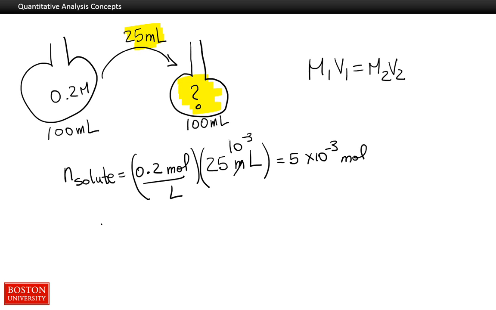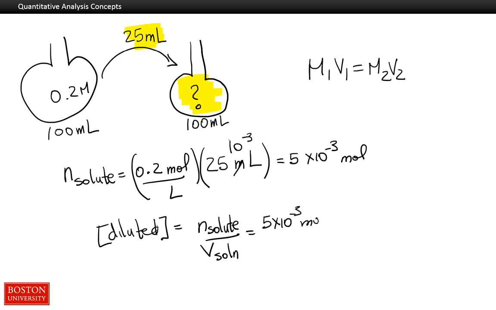So if I want to find out the concentration of my diluted solution, all I need to do is take the moles of solute and divide it by the volume of my new solution. So the moles of solute is that 5 times 10 to the minus 3 moles. And my volume is 100 milliliters, so that's 100 times 10 to the minus 3 liters, which gets me 0.05 molar. And that's the concentration of my diluted solution.